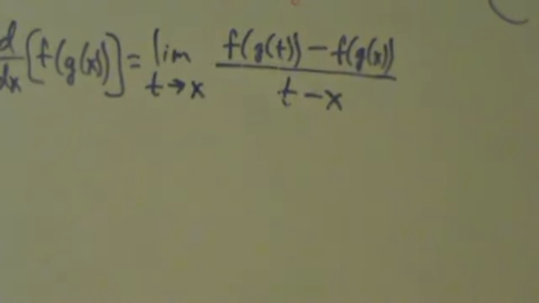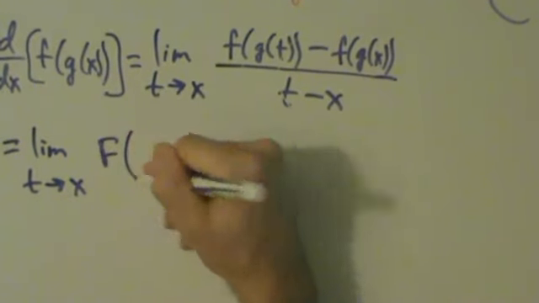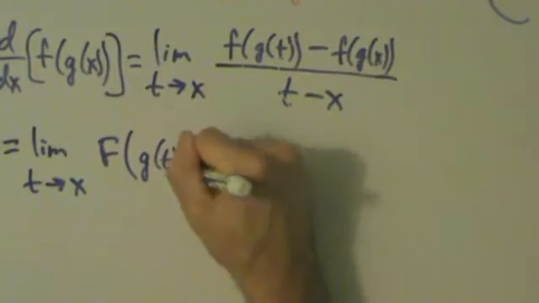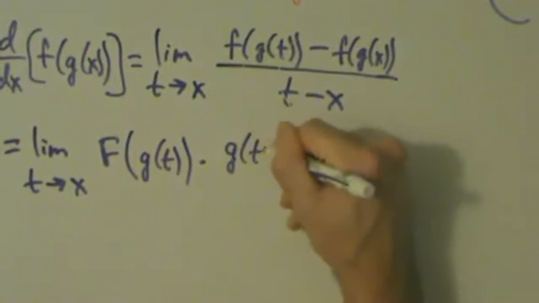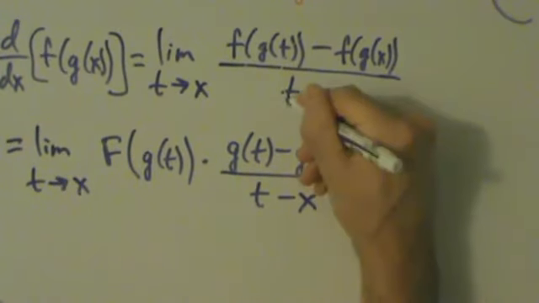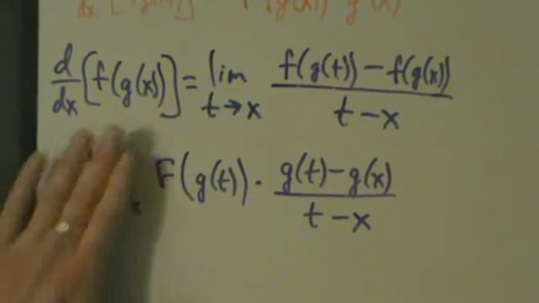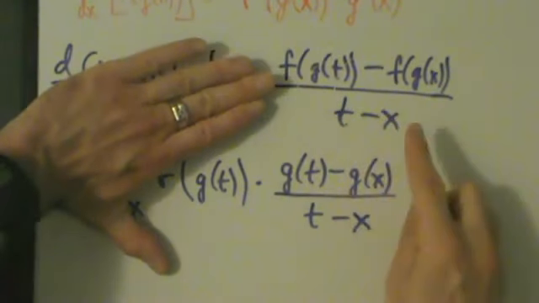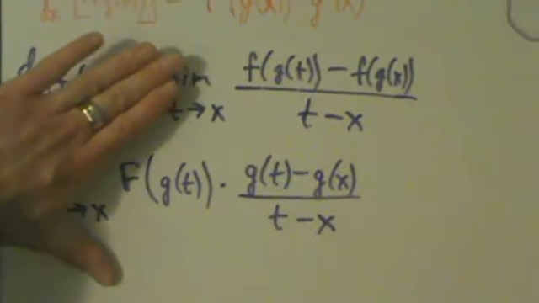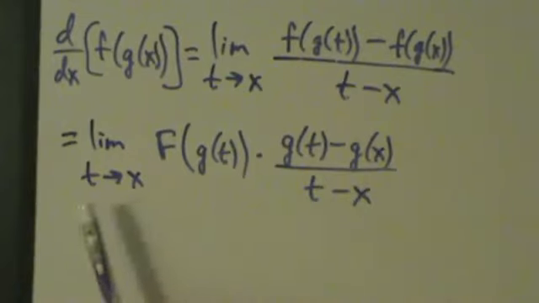Okay, so let's go back to purple now. So then this is going to equal the limit as t approaches x of f of g of t times g of t minus g of x, all divided by t minus x. Remember, what we've just shown in the past few minutes is that this expression here equals this expression here, no matter which piece of the function big F we're on. Therefore, the limit as t goes to x of this has to equal the limit as t goes to x of this.